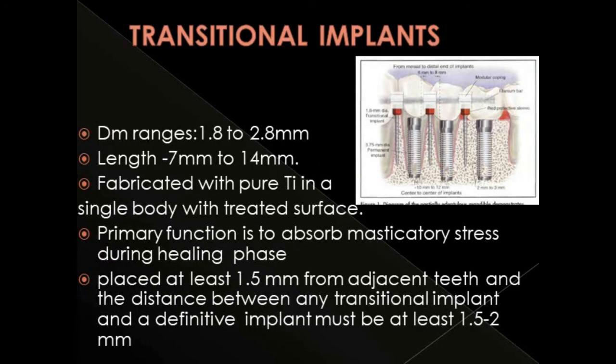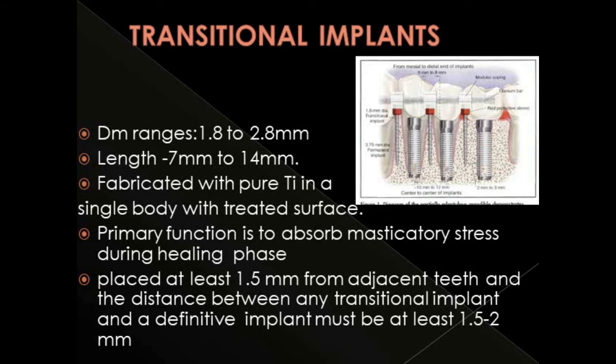Next one is the transitional implants. These are narrow diameter implants which are used to support provisional fixed restorations during the phase of osseointegration of the definitive implants, and these transitional implants are placed simultaneously with the definitive implants. As you can see in the picture, the definitive implants are placed, along with that the transitional implants are also placed. So this will support the provisional fixed restoration during the phase of osseointegration of these definitive implants, and this will enhance the osseointegration procedure.